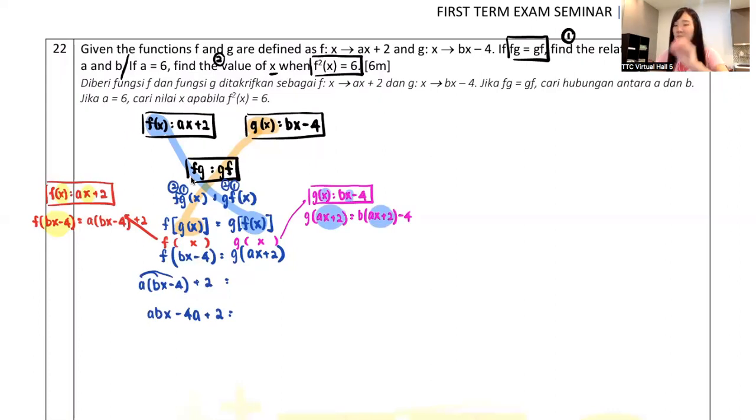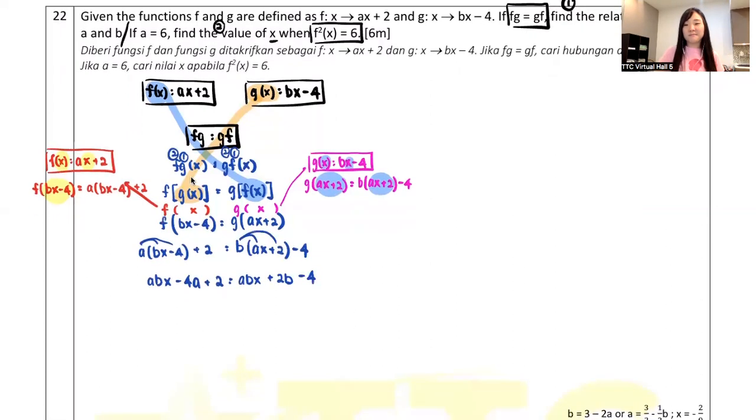And now, my Jared, you will know. You wait for me a bit. Give me a few moments until the moment I reach there, okay? So guys, until here, isn't it b bracket ax plus 2 minus 4. So I expand b times a, abx. B times 2, 2b. And then minus 4. Okay, my dear, until here.